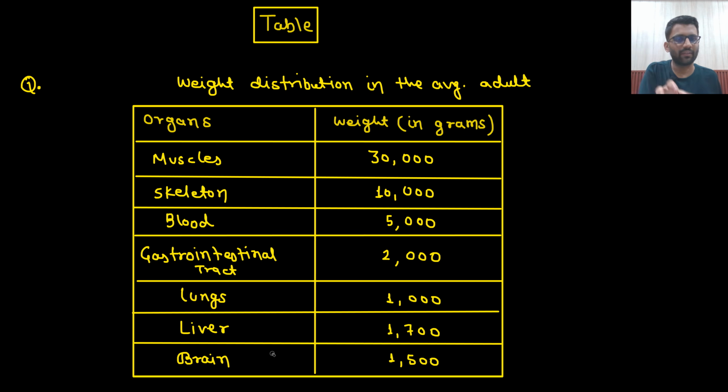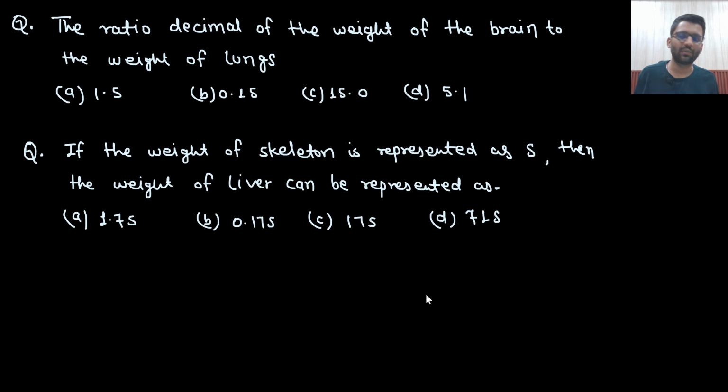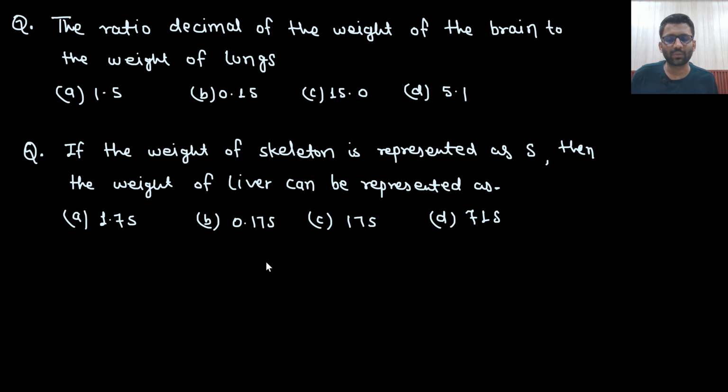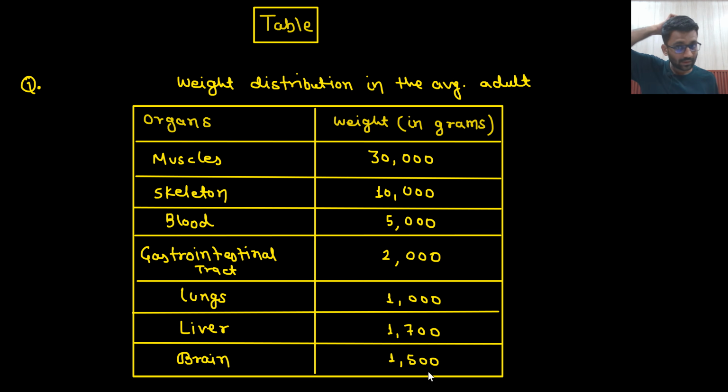In the second type, the table will be given like this. This is the weight distribution of an adult. These are the organs and these are the weights. Let's see what they are asking. The ratio, in decimal, of the weight of the brain to the weight of the lungs. Brain to lungs. So 1500 to 1000. What would that be? 1.5. That's it. This is the answer. So these kinds of very simple questions are asked. Actually, there is no need of teaching this topic, but still we have to teach.